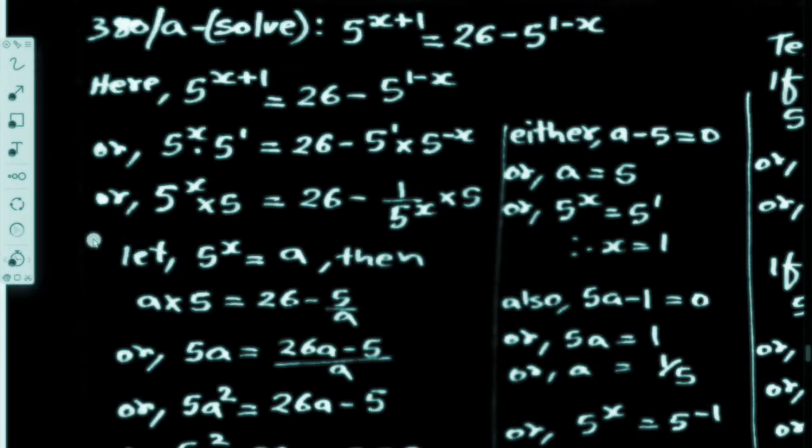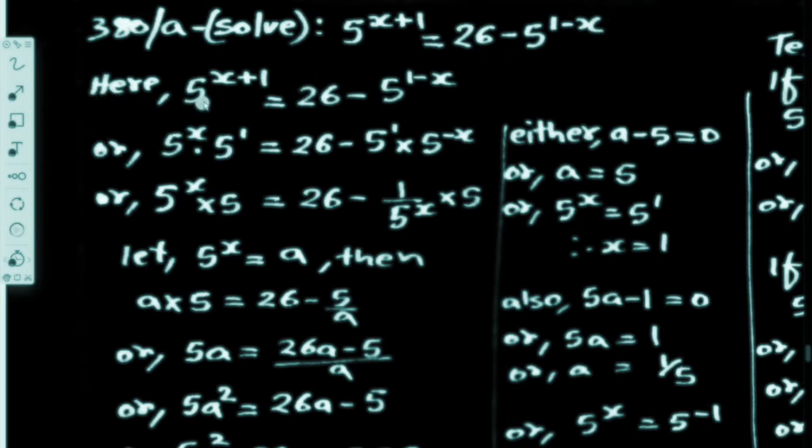Next problem of the equation chapter. Problem number 380. Solve: the given equation is 5 power x plus 1 equals 26 minus 5 power 1 minus x. From this equation, we should get the value of x, and that will be our required value.